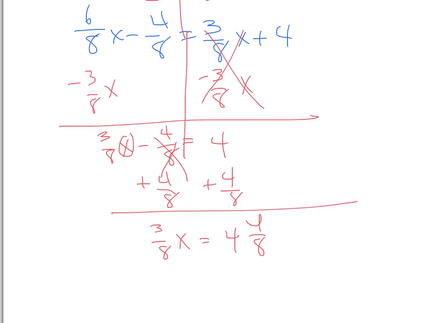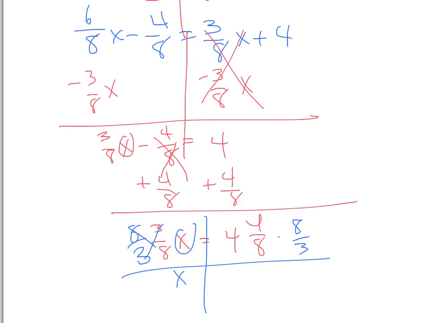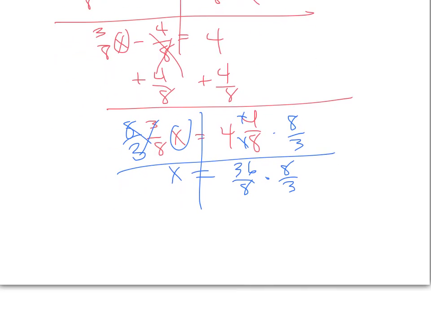Now we need to undo the multiplication, which is division, but we don't divide fractions. We multiply by the reciprocal. So we're going to multiply both sides by 8/3. Now, in order to do that, we need to turn 4 and 4/8 from a mixed number into an improper fraction. 8 times 4 is 32, plus 4 is 36/8 times 8/3. So my 8s are going to cancel out, and 36 divided by 3 is 12, so your answer is x equals 12.